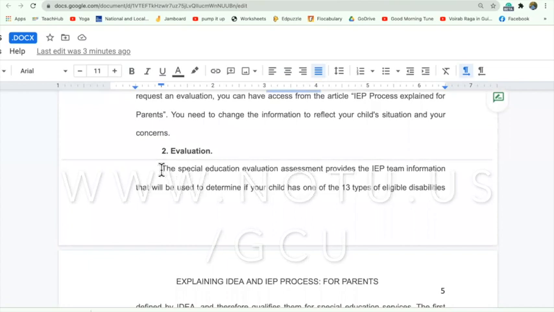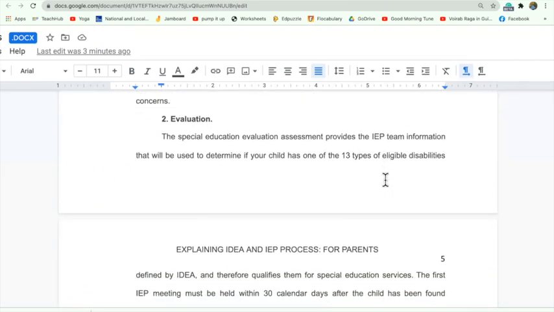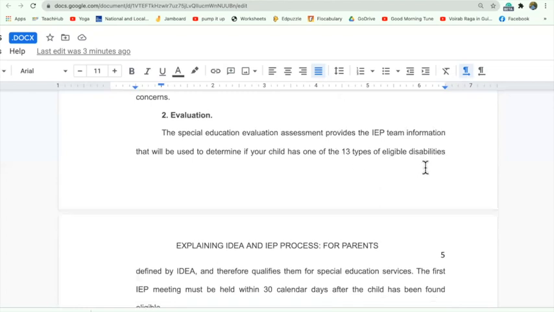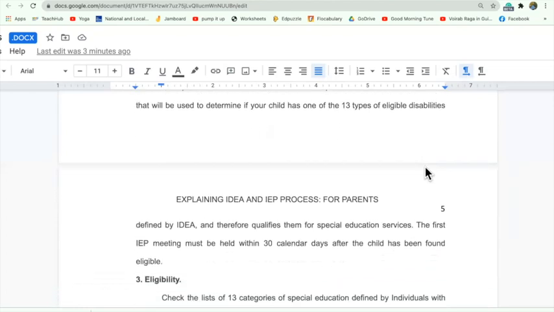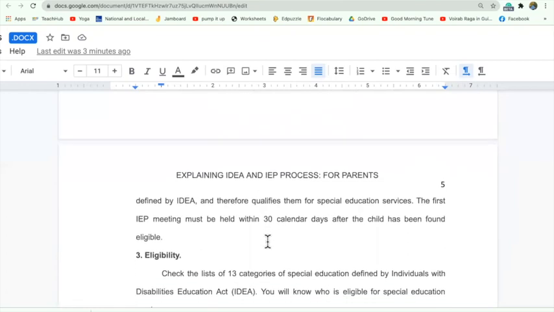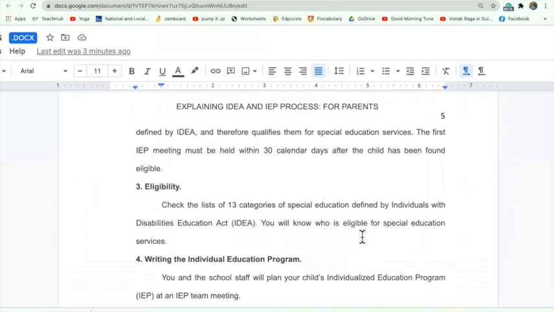Evaluation. Number 2. The special education evaluation assessment provides the IEP team information that will be used to determine if your child has one of the 13 types of eligible disabilities defined by the IDEA and therefore qualifies them for special education services. The first IEP meeting must be held within 30 calendar days after the child has been found eligible.